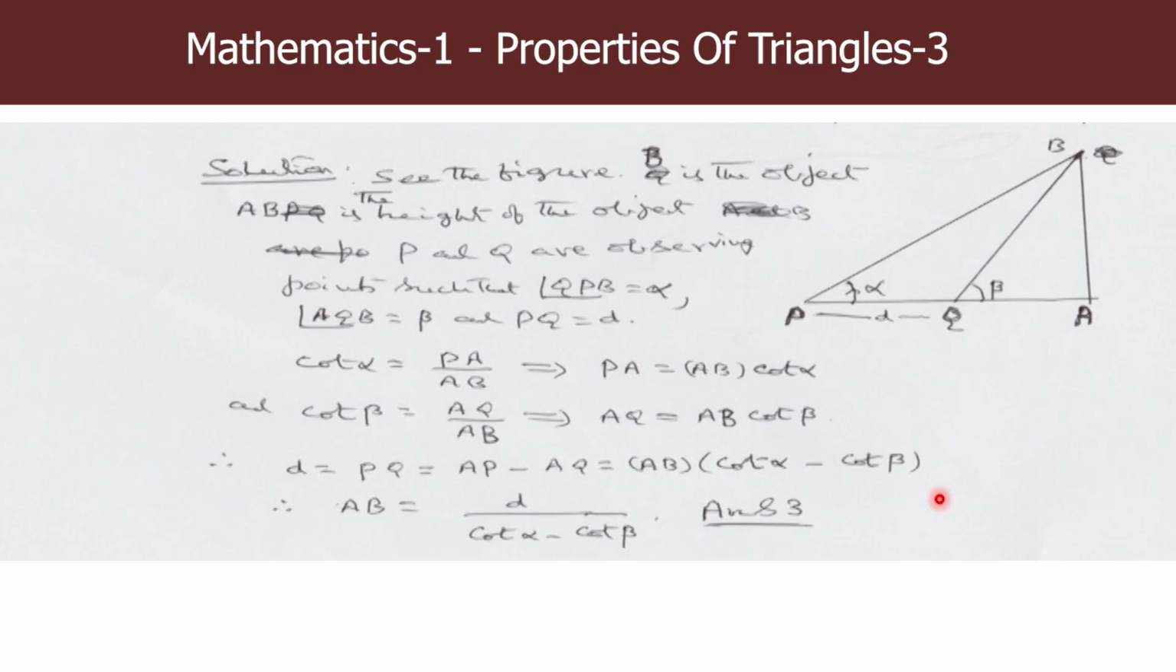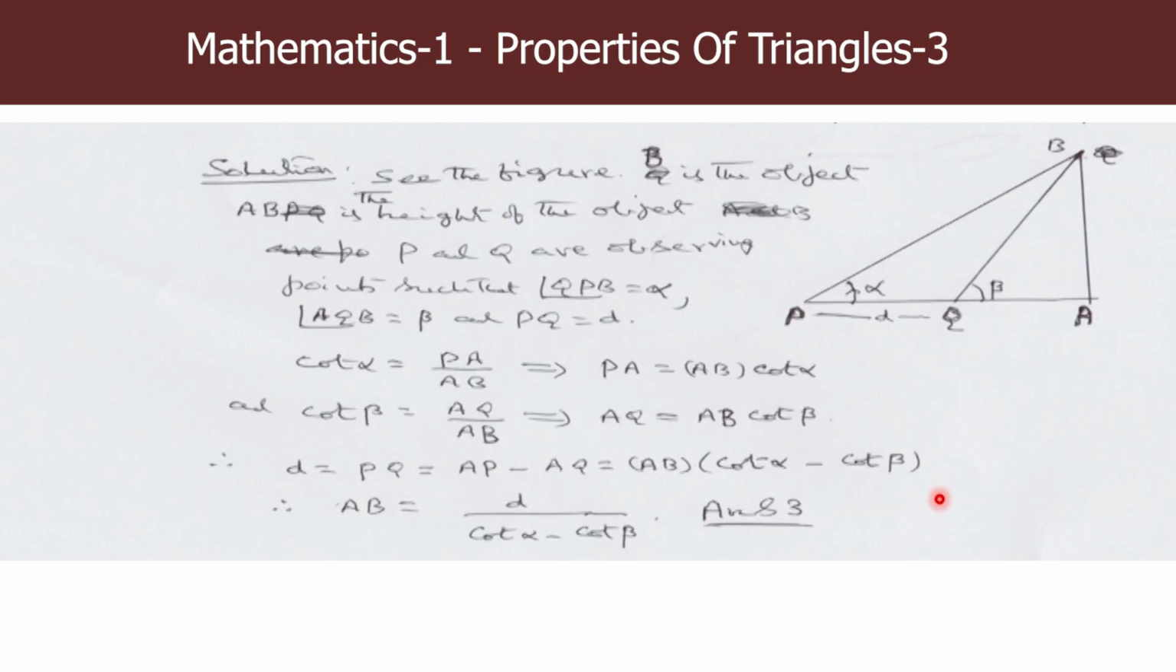Right. Now you can see from the triangle that cot alpha is PA by AB, which implies PA is equal to AB cot alpha. Similarly, cot beta is equal to AQ by AB, so that indicates AQ is equal to AB cot beta. Just see the diagram, you can get it.